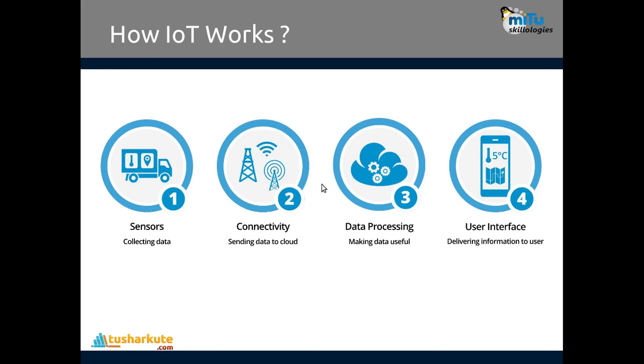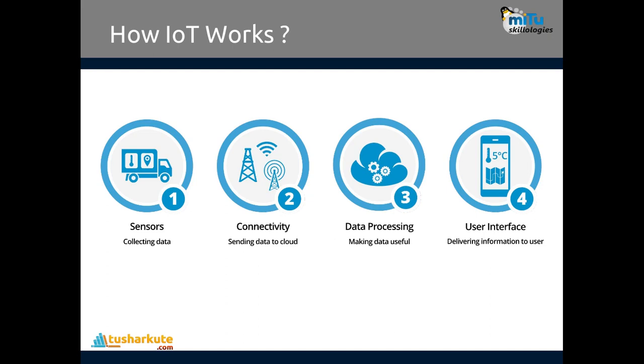Then data processing: we process that data, making it useful. We extract the data, we mine the data. We can apply data science, data mining, machine learning on that, and based on that we deliver this information to the final user interface. That's what we have, the user interface here. Delivering information to the user will be done with the help of this, so the user can see what exactly is happening within this particular system. These are the four common layers IoT systems contain.